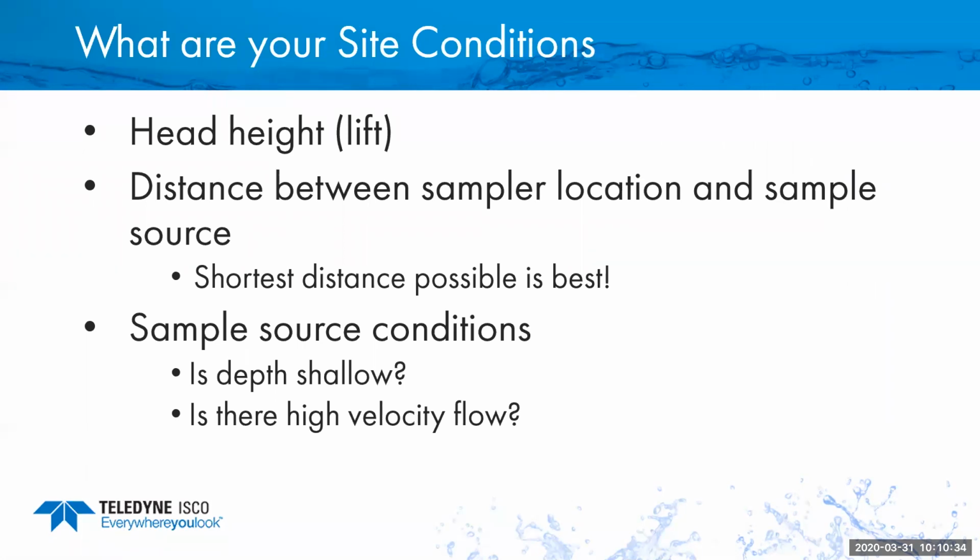What are your site conditions? Do you have a high vertical lift? Vertical lifts on units can vary anywhere from 23 feet up to 28 feet. 28 feet is the max for a vacuum pump to pull up a sample. It's basically the max for everybody. It's a physics thing where you can only pull water straight up with a vacuum 28 feet. No matter how powerful your vacuum is, you can only go 28 feet.